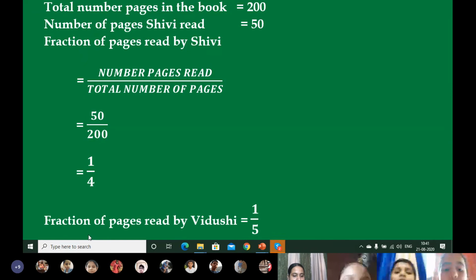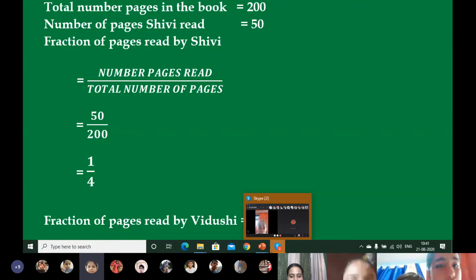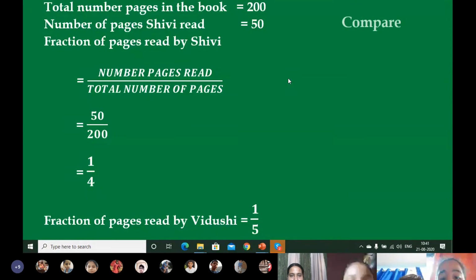Now the fraction of pages read by Vidushi is 1 by 5. Now can we compare them? Yes or no? Yes, ma'am. So now we will compare them.